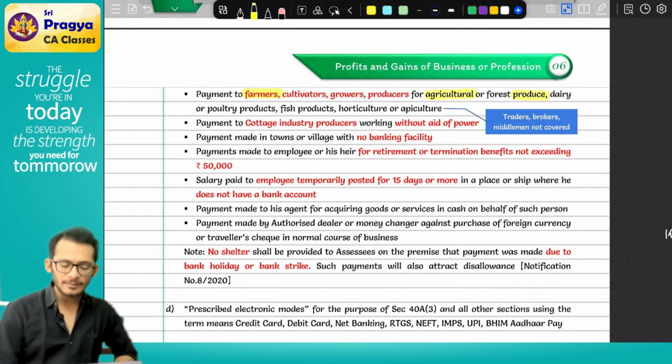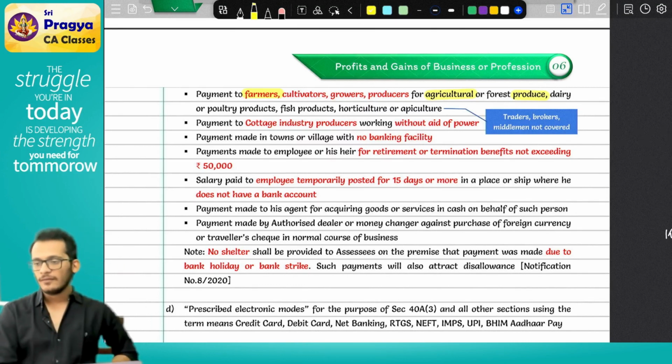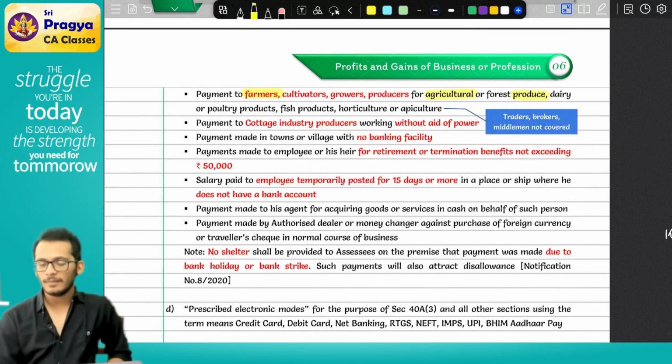Any kind of payments made in towns and villages with no banking facility. Hey, you are going to a very backward area. In that backward area, there is no bank itself. In that case, payment is allowed. You don't have an option. You cannot come and say, find me a bank. It doesn't work like that. So the payment is allowed.